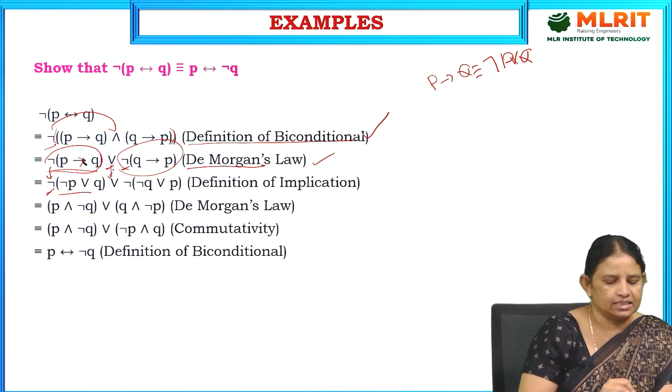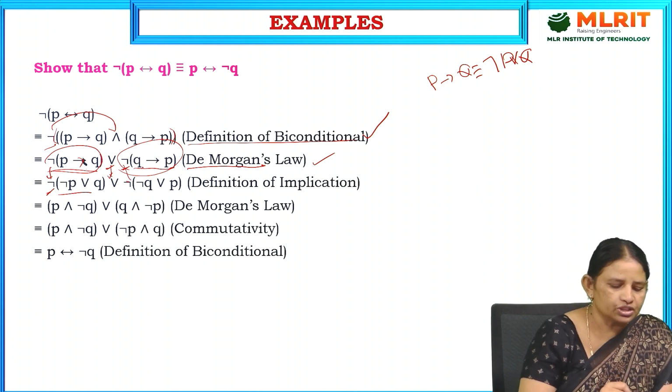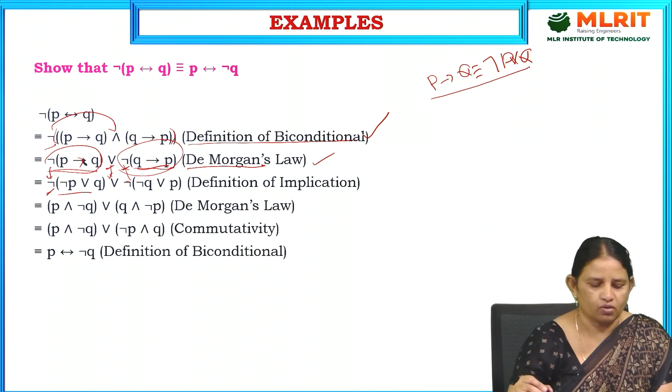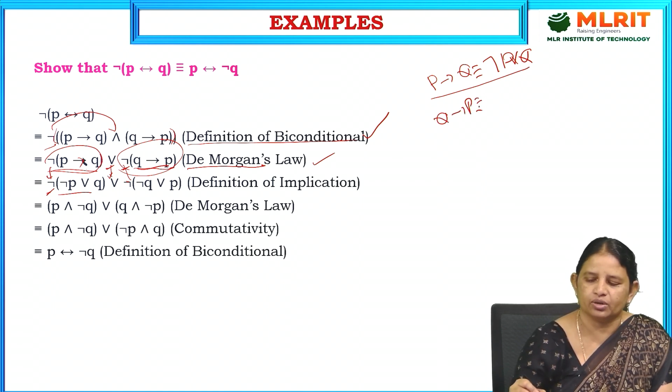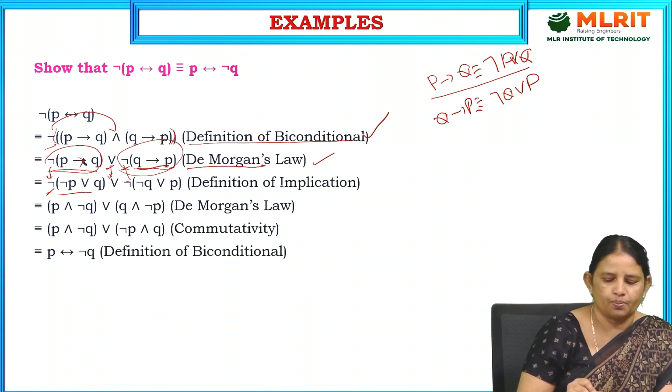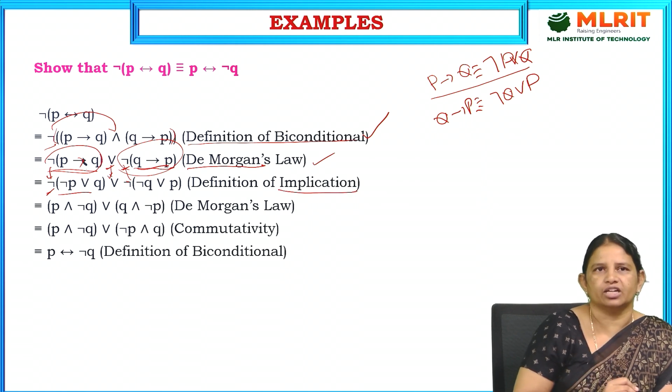Or as it is. Again Q implies P. Negation is there. Write negation as it is. Q implies P is there. For this Q implies P, again apply the conditional law. So Q implies P is equivalent to negation Q or P. Negation Q or P, according to the implication law.